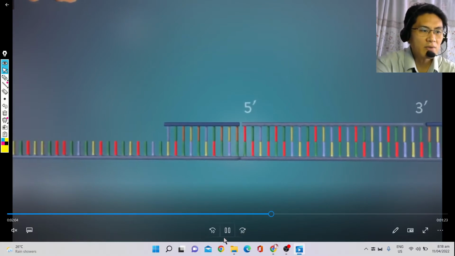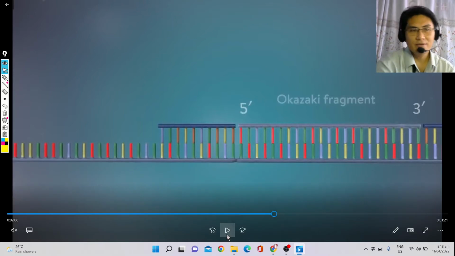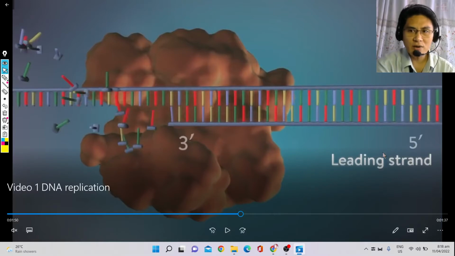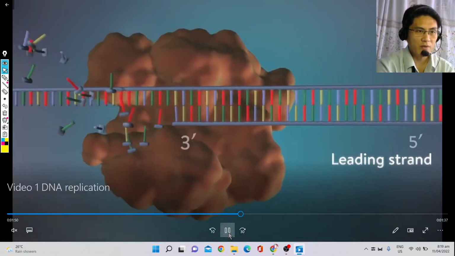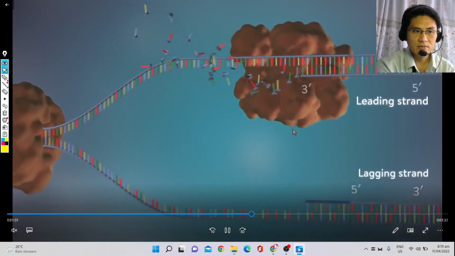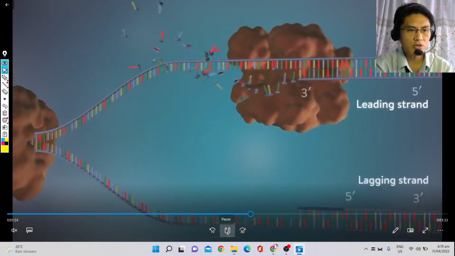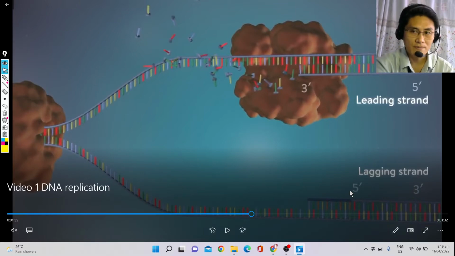So remember, the leading strand is 5 prime to 3 prime, right? So in the lagging strand, let's go backwards. In the leading strand, if you go from the right part of your screen to the left, because remember this DNA polymerase is moving from the right end to the left end, it's 5 prime to 3 prime, right? So it stands to assume that when you go to the lagging strand, as you go from right to left, it's 3 prime to 5 prime.